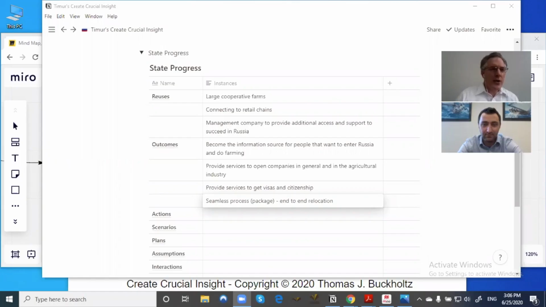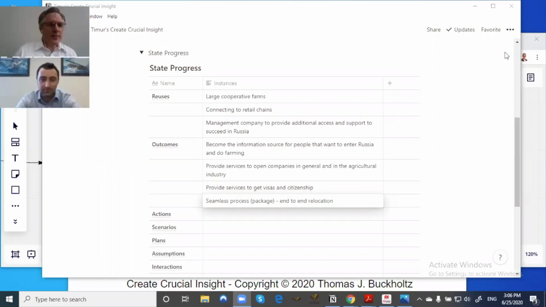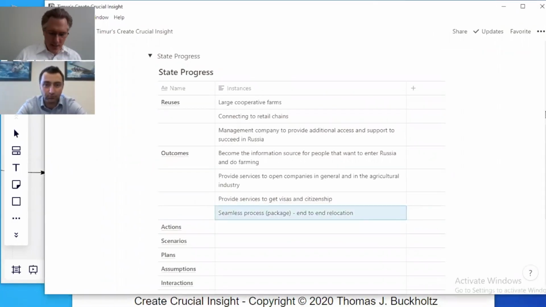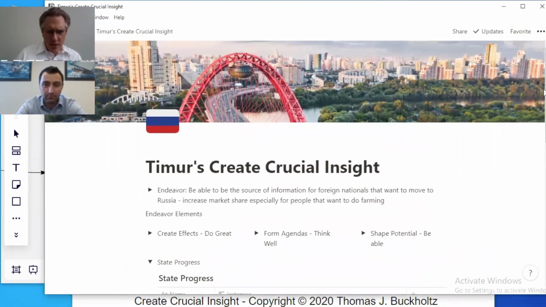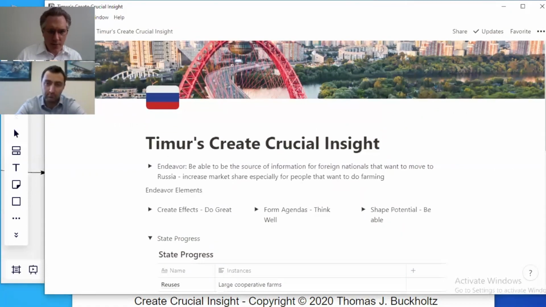Now that I hear about this new endeavor, let me share my screen. Usually when we start a new endeavor, first we write down specifically what the endeavor is. Here we wrote: be able to be the source of information for foreign nationals that want to move to Russia, increase market share, especially for people that want to do farming. So it's really interesting to bring farmers to Russia.